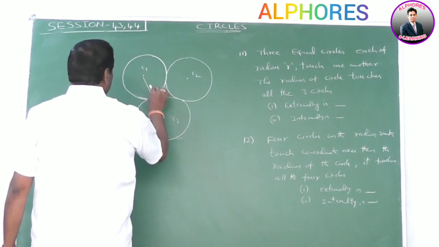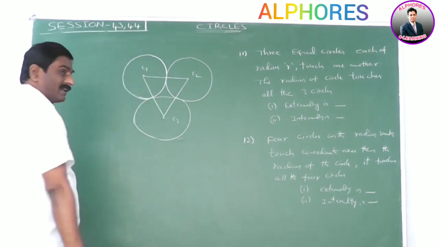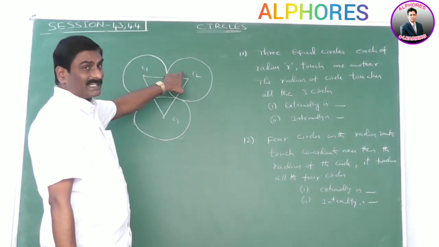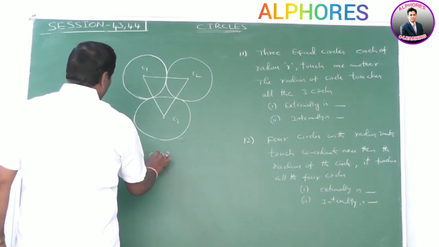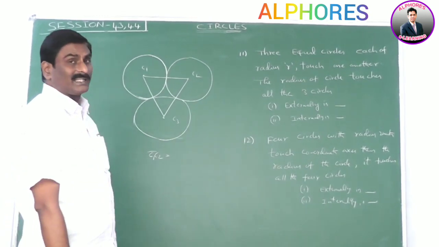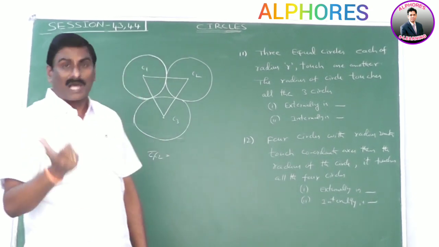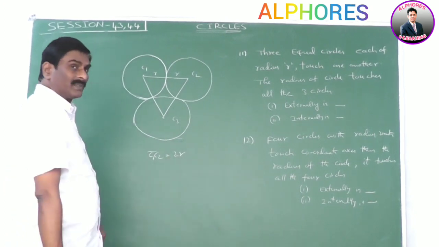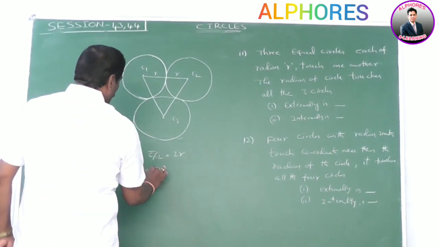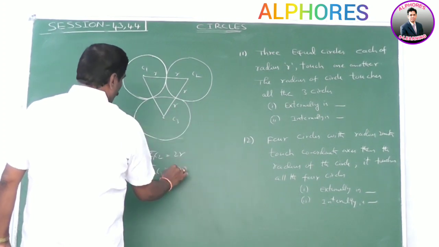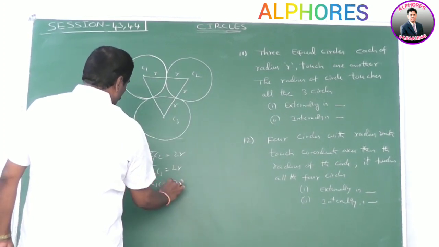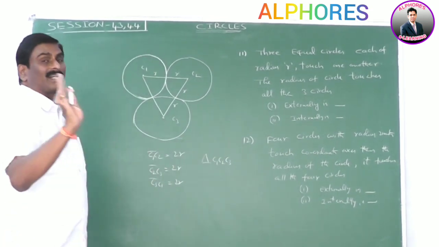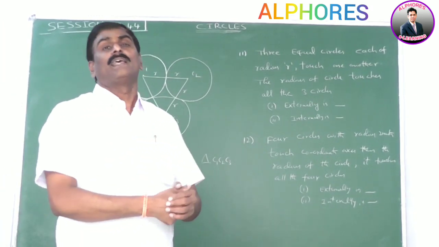By joining these centers, a triangle is formed, C1, C2, C3. This triangle is of which type? The radius of the first circle is r units, the radius of the second circle is r units. That means C1C2: if two circles touch each other, then the distance between the two centers is equal to R1 plus R2. R1 plus R2 means R plus R, that is 2r. Okay? Next, C2C3 is also r plus r, that is 2r. C3C1 is also 2r. That means triangle C1C2C3 is an equilateral triangle. The triangle formed by the centers is an equilateral triangle.